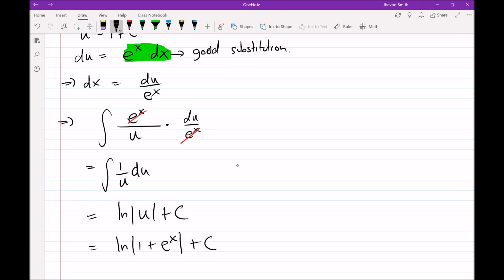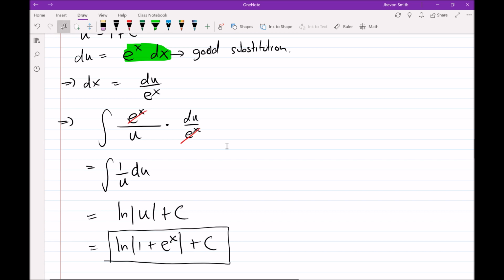Technically you don't need the absolute values here because inside is positive, but I would leave the absolute values because it's never wrong to leave them, but you're potentially wrong if you don't put them in. So absolute value, very important. I should mention that. Well, in general, it's very important.